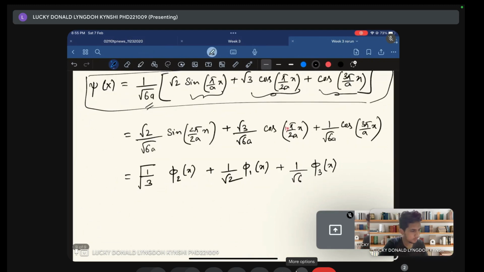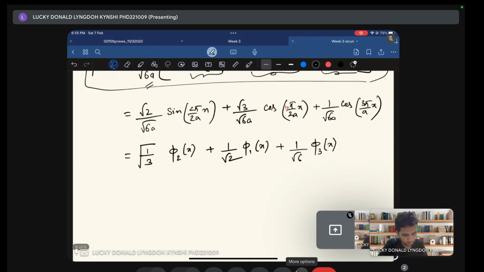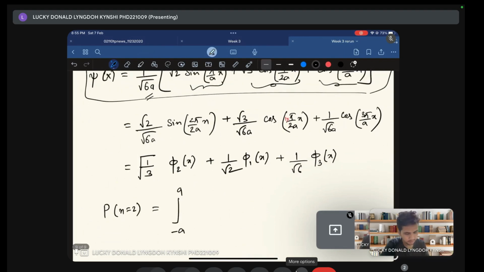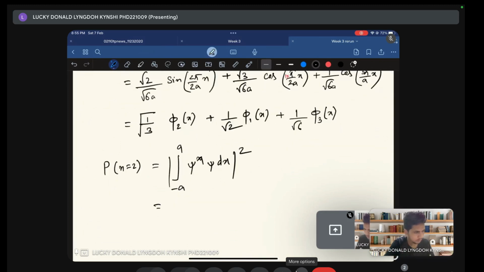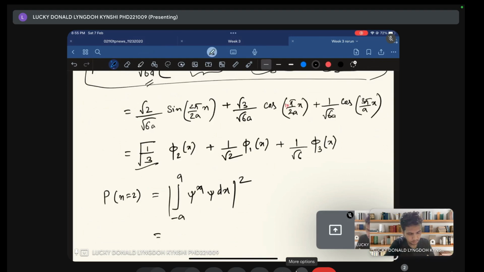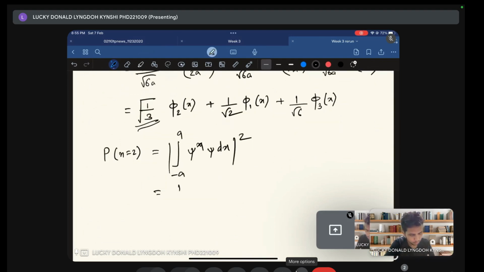Okay, so then the probability of finding at n equal to 2 is the integral from minus a to plus a, and you are talking about only the n equal to 2 term, psi star psi dx, and this is equal to the whole square. So what you can do, you will get only this term, 1 by root 3 into 1 by root 3, which is in fact 1 by 3.